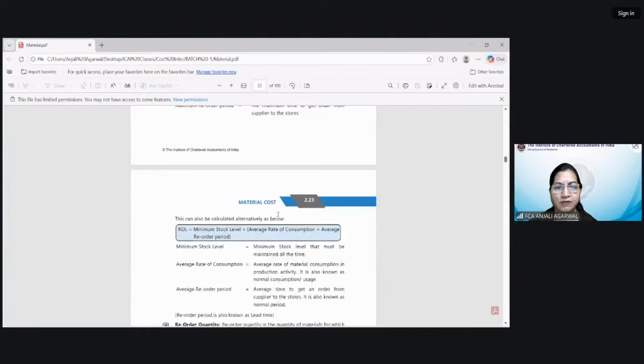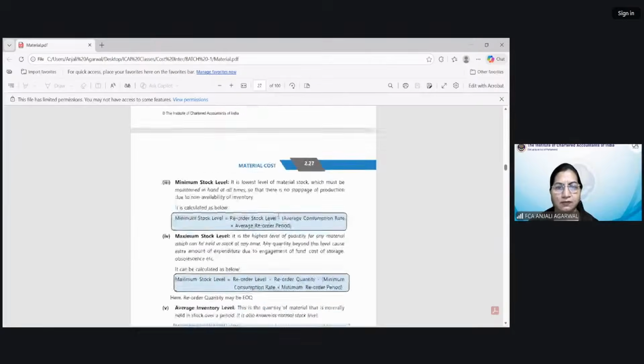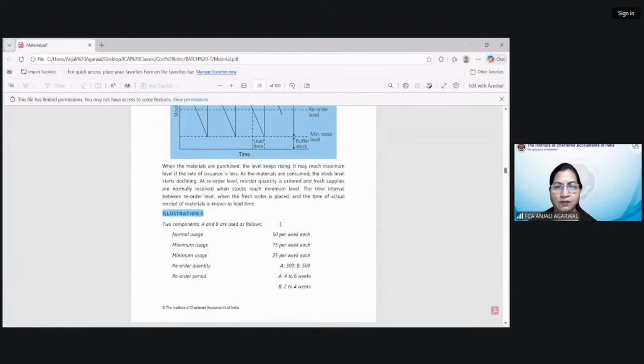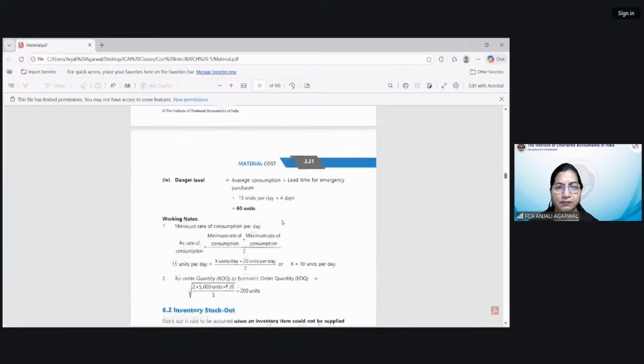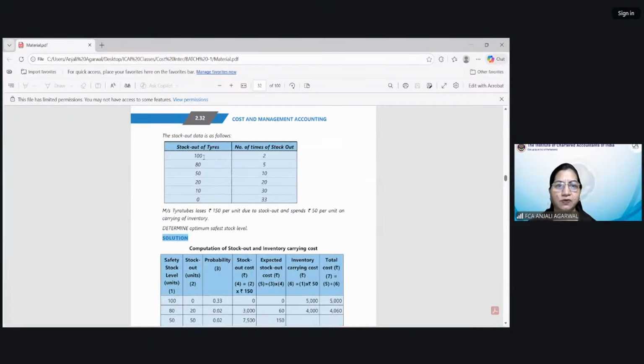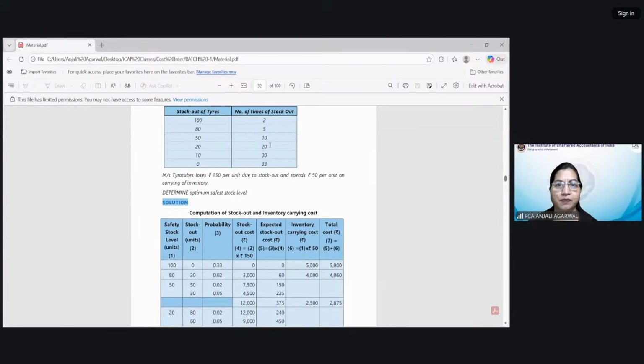These are your reorder levels, which we have done. This is the stock control chart that we were talking about. Stockout situation. So this was the question. See, stockout tires 100 by 100 units. So this happened two times. So if you keep a safety stock of 100, you will not be stocked out anytime, right? And this has a probability of 33%.